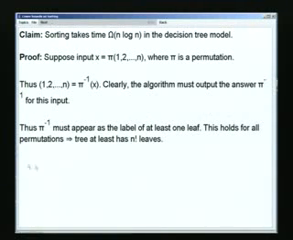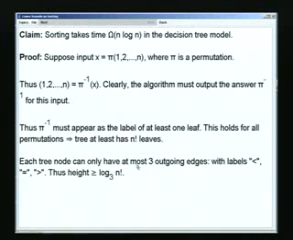Now this holds for all possible permutations, not just a particular pi. How many permutations are there? Well, there are n factorial permutations, and therefore there are n factorial leaves. So this is the key insight. We have proved that this tree, the algorithm tree, must have at least n factorial leaves.